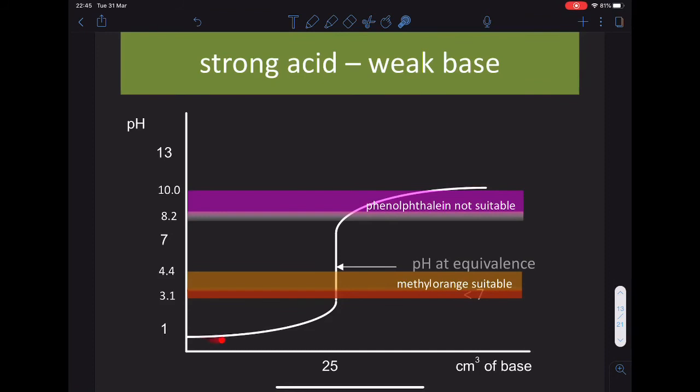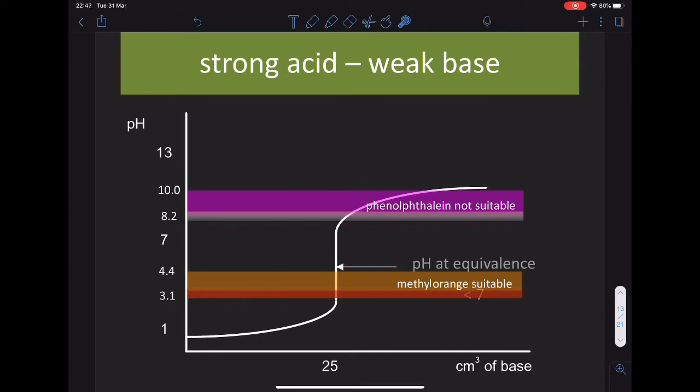So here we have a pH curve for a strong acid and a weak base. So we start off with a very low pH, and we're adding the alkaline to this, and the pH increases, but it doesn't increase to a very high pH because it's a weak base. So we can show you that in this case only methyl orange will be a suitable indicator and phenolphthalein wouldn't be.